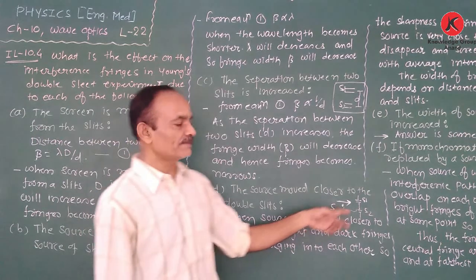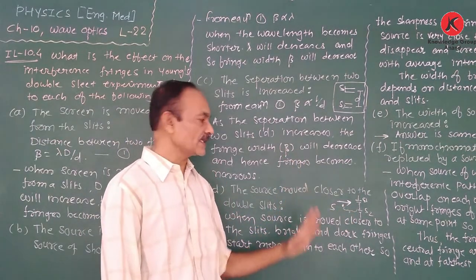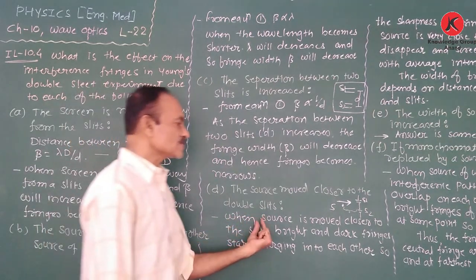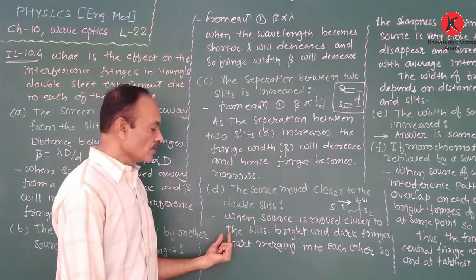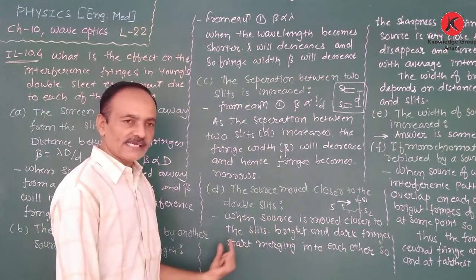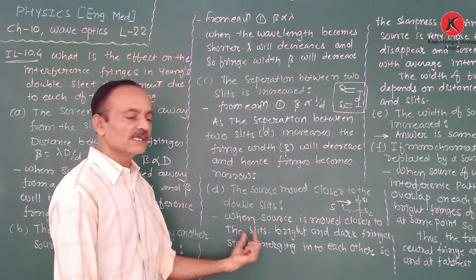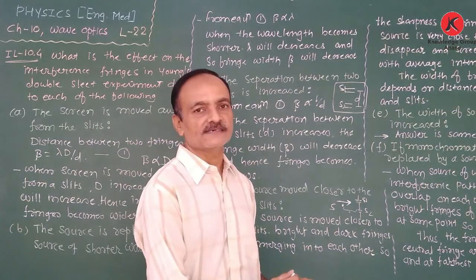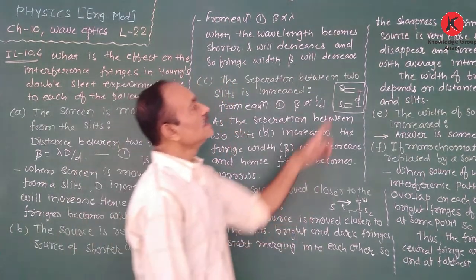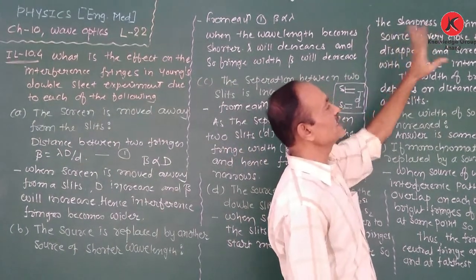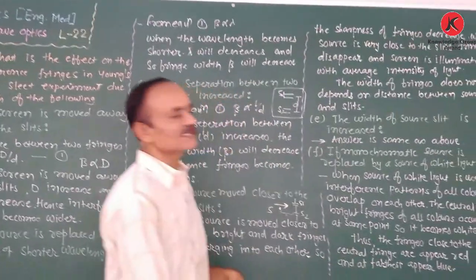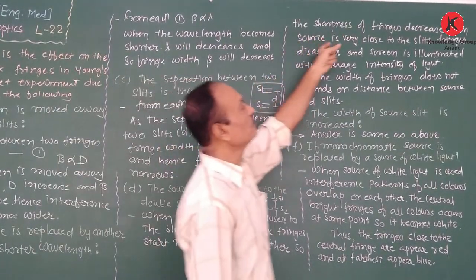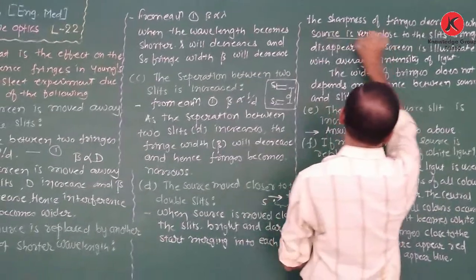Actually, that is not represented by the equation, but the effect is obtained on the screen. So what is the effect? When the source is moved close to the slit, the bright and dark fringes are merging into each other. That means both are overlapping each other, and the sharpness of the fringes becomes small. That means the sharpness of the fringes decreases when the source is very close to the slit.